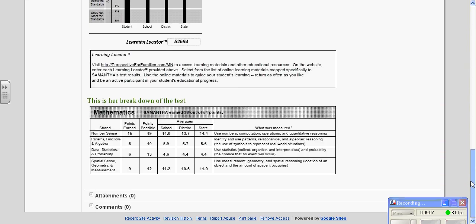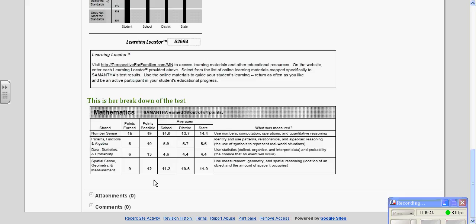On that letter you receive, you also have a breakdown by strand. Again, I'm focusing on math, but you would have this for each of the tests, math, science, and reading. It tells you in the substrands here, in this case number sense, how many points they got out of how many points were possible. So in this case we have 15 out of 19. It tells you the school average, so this person was a little bit above the school average in terms of 15 points out of 19. A little bit more above the district average, and a little bit more above the state average.